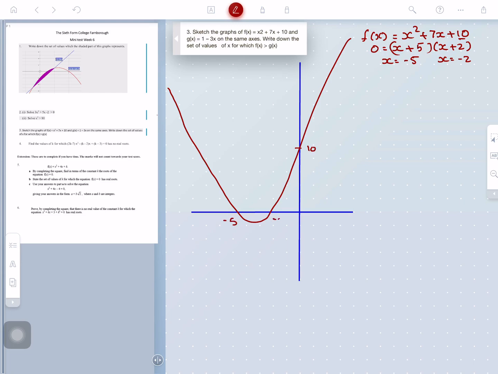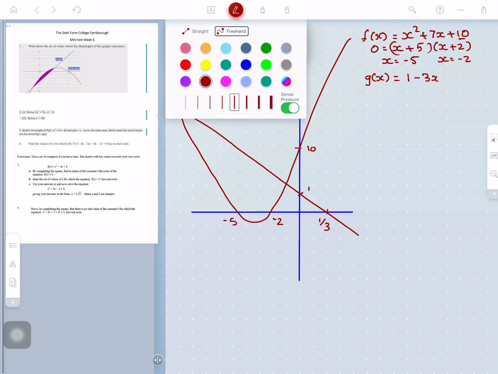Minus 5, minus 2. Okay, now we need to sketch g of x, which is a linear graph, 1 minus 3x. So the y-intercept is 1, x-intercept is a third. So draw the line. Okay, so 1 over 3. Okay, that completes your first part.